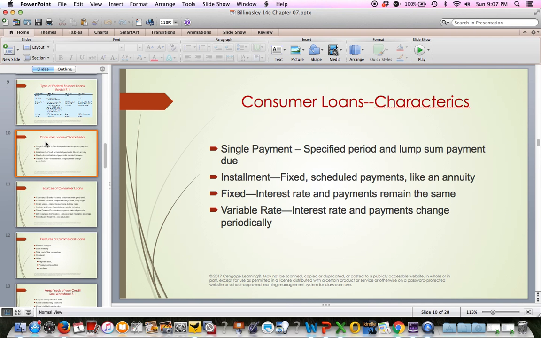With most consumer loans, the characteristics are a single payment in a specified period, a lump sum payment when it's due. Potentially an installment loan where you're making a fixed scheduled series of payments. Fixed interest rate, usually that's the case with these, where the interest rate is the same. Or a variable rate where the interest rate may change periodically. So single payment or fixed payment, then fixed rate or variable rate.